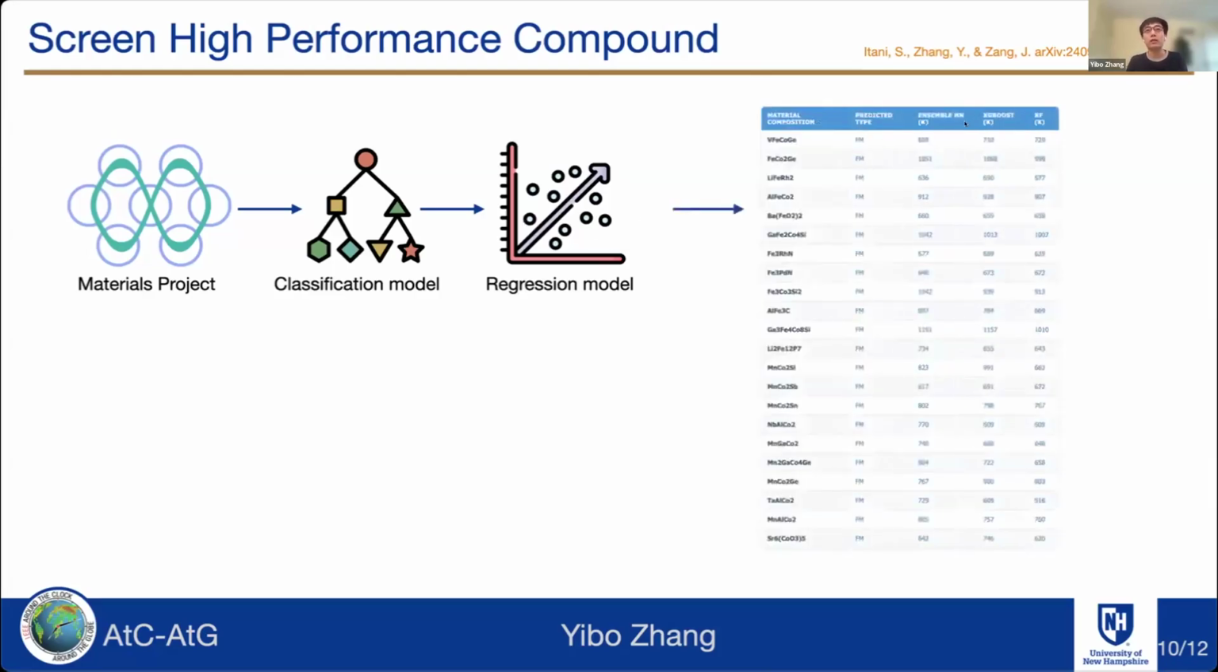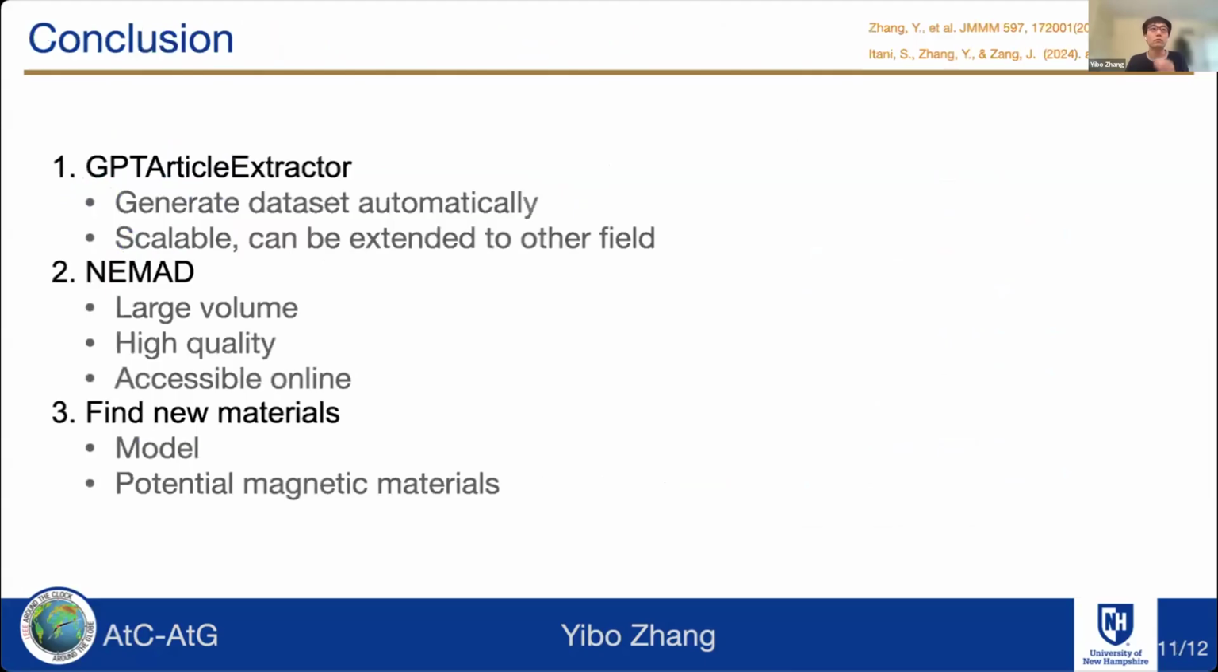Then we generate a table like this. For this one, each of the regression models predicts a very high Curie temperature. Specifically, every prediction is higher than 500 Kelvin. The next step, we need to validate, and this is future work.